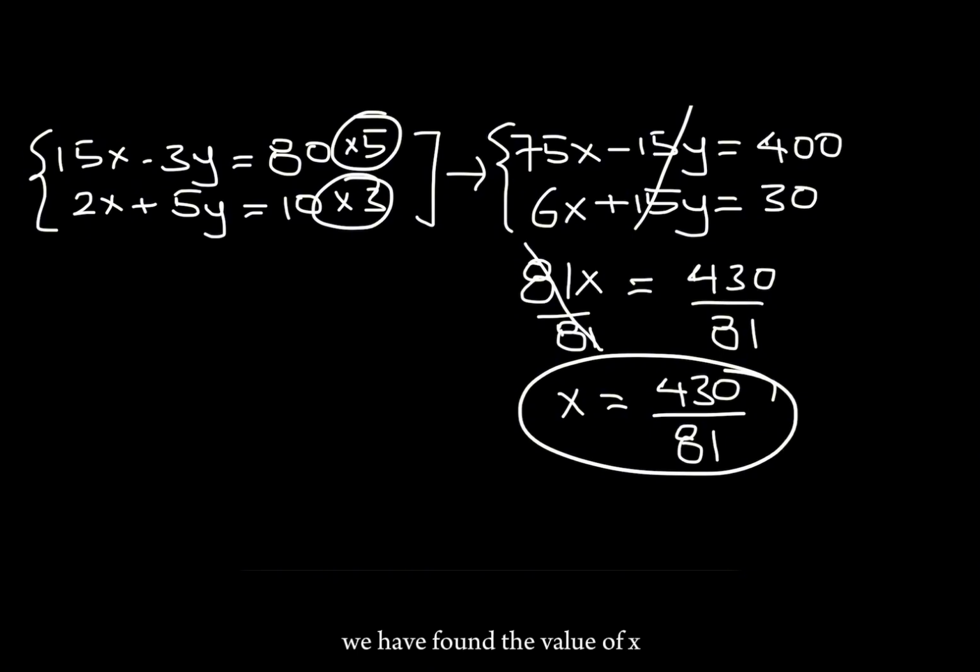We have found the value of x, and now it is very simple to find the value of y. We will use the method of substitution to find the value of y. Now, we can substitute the value of x in any of the 4 equations that we have. We can substitute the value of x here, or here, or here, or here. Either way, we will get the same value of y. Let's go ahead and substitute the value of x in this equation.